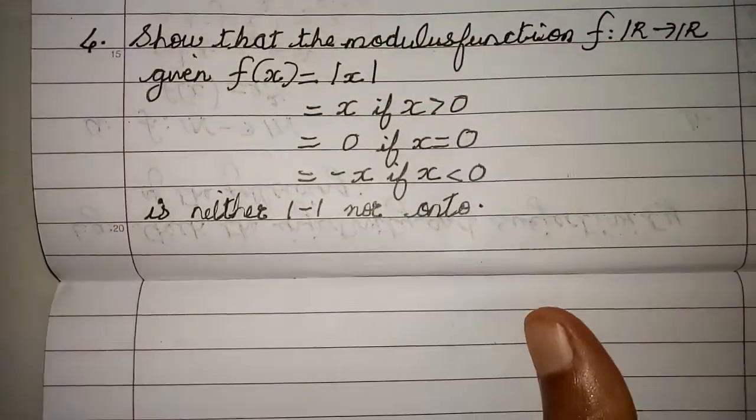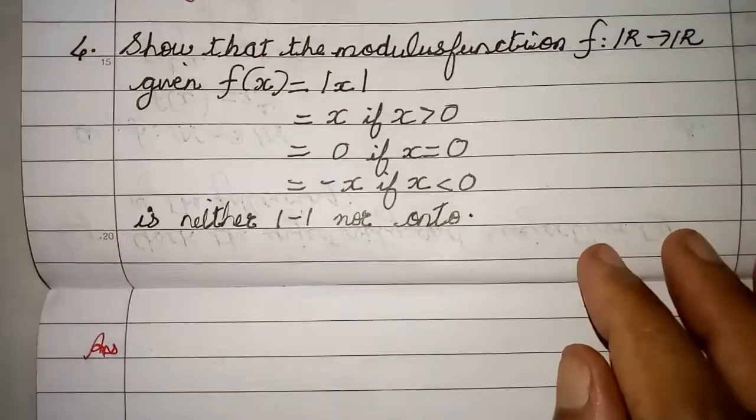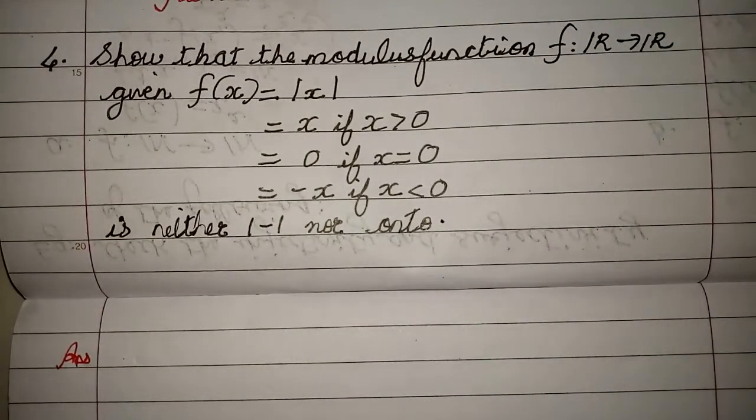Now coming back to the next question. I told you again that I have taken standard examples from the NCERT textbook. These are all standard examples appearing in any textbook which teaches the topic of relations and functions. So the question is: show that the modulus function f from R to R given by f of x equal to mod of x, I hope you know how to read it, mod of x, right? Last year you have studied types of functions, right?